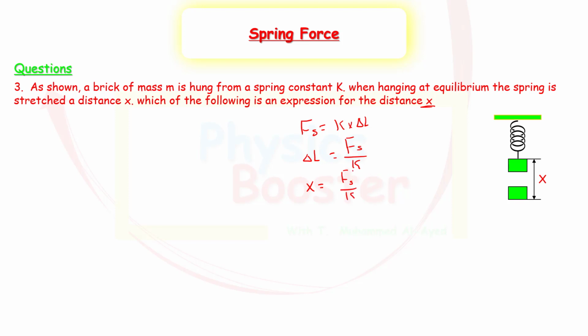Well, I need to know the force so I can find the change in length. Remember that the spring is carrying a mass equal to m. And we learned from the previous video that any object that has a mass is affected by a force called weight. And this force is equal to the mass multiplied by the gravitational acceleration. So I can simply replace this force by m multiplied by g. So I can say that x is equal to mg divided by k. Let's see our choices. We can see that the answer is simply D, mg divided by k.